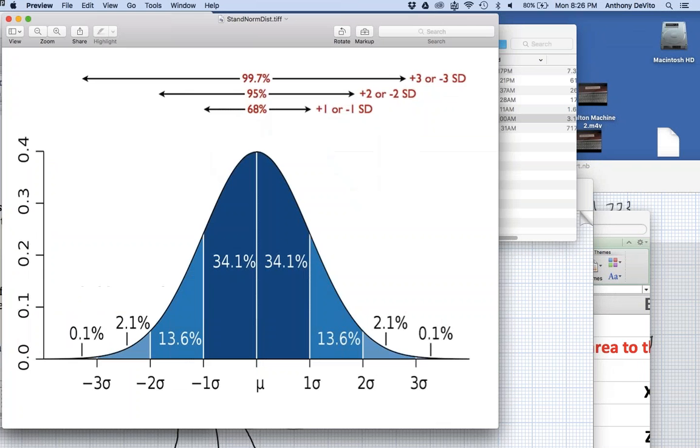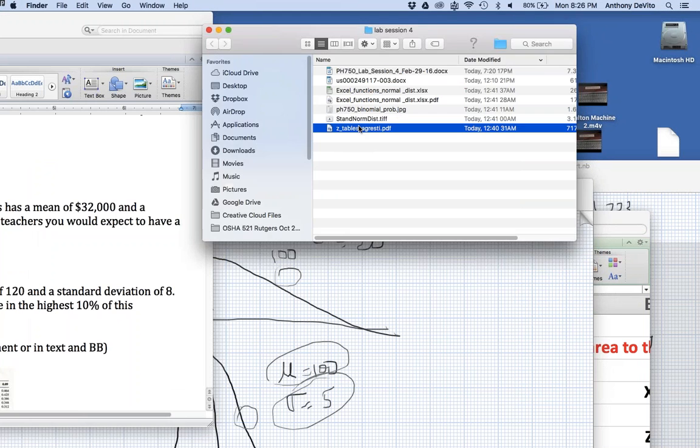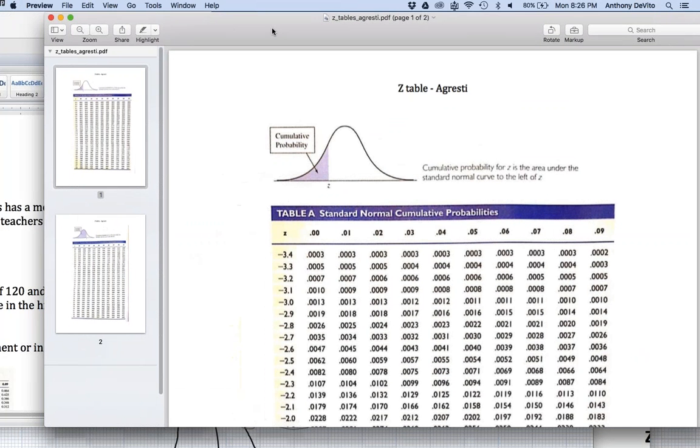Let me see. Standard normal distribution. Nope, don't want that. Okay, here we go. There is a table called Z tables. Remember I called Z the number of standard deviations? And these tables usually start with a little chart to tell you what area is indicated here. This particular table is almost identical to the one you have in the back of your open source textbook.